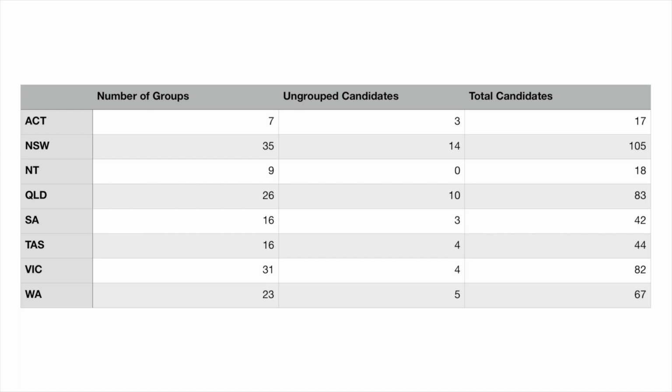And lucky last, the state in which I was born and moved a long way away from, Western Australia, with 23 groups, 5 ungrouped candidates and 67 total candidates.